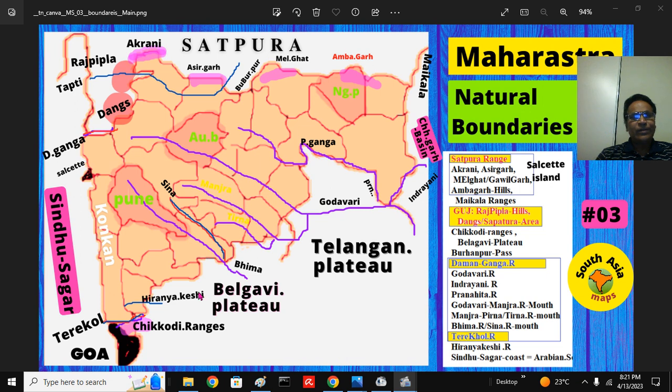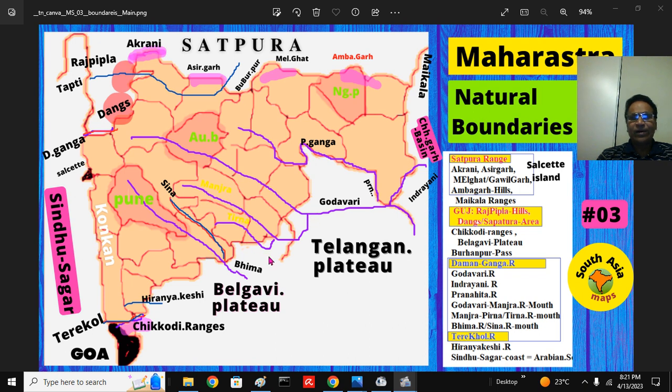Then of course the Bhima and Sina border overlooking Kalaburagi. This is the Bhima river, this is the Sina river. Sina river comes from the Ahmednagar area. This is the mouth. We are saying the Bhima, Sina mouth, Manjra, Pirna mouth, and Godavari, Manjra mouth.